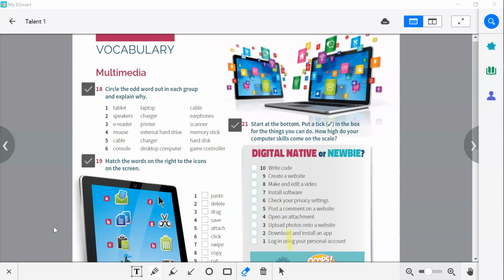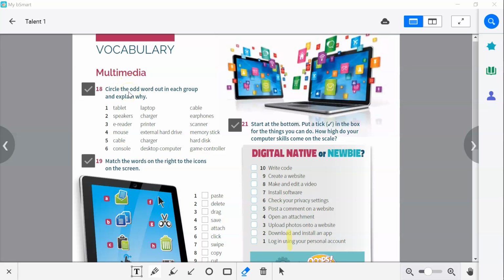Okay. Good morning, everybody. Today we are working on the vocabulary, so it is a very simple lesson. And in particular, we are talking about multimedia and digital devices. First of all, let's have a look at, open your book, page 38.